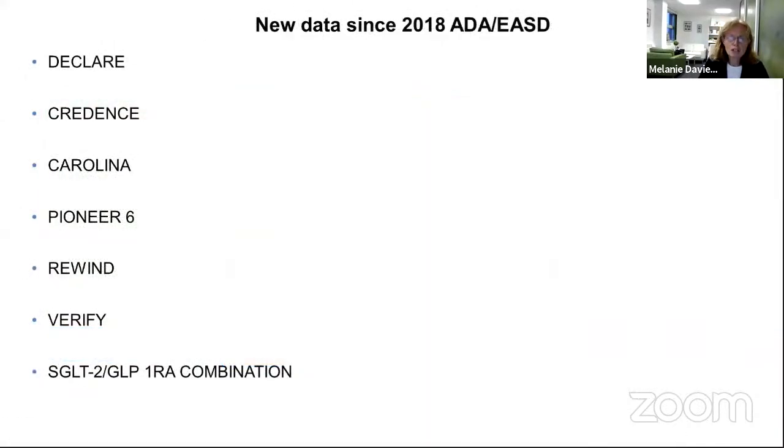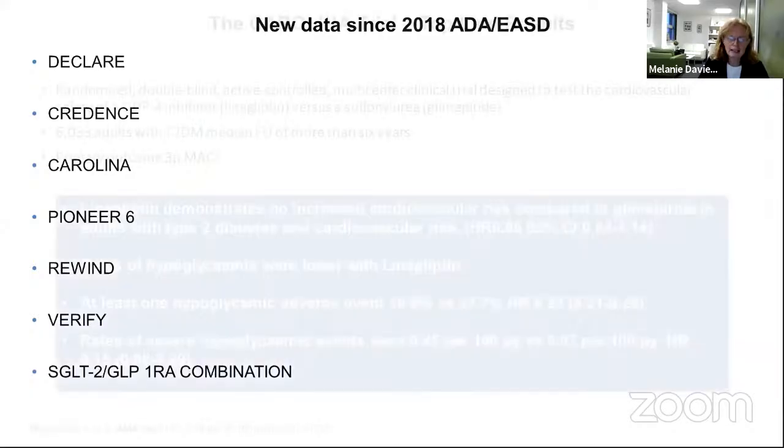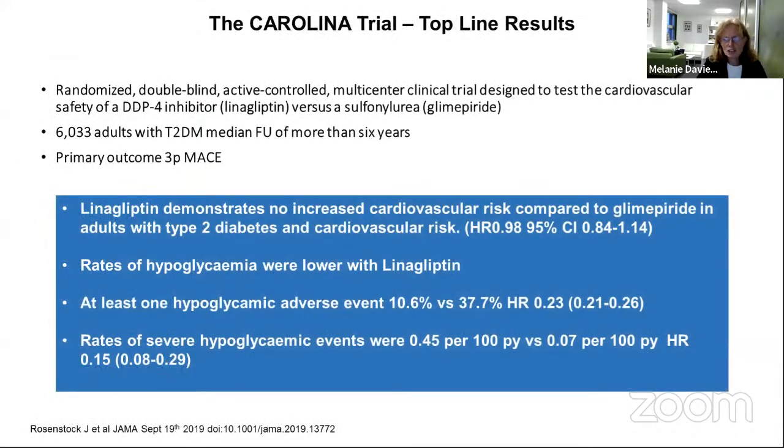Now, what about new data since the original 2018 ADA EASD guidelines? Just to give you some headlines, on the positioning of DPP-4 inhibitors, I think the CAROLINA study was a really important study. It was a head-to-head with a sulfonylurea. It was very reassuring, I think, from the SU point of view, in that there didn't appear to be any increase in cardiovascular harm with sulfonylureas compared to DPP-4 inhibitors.